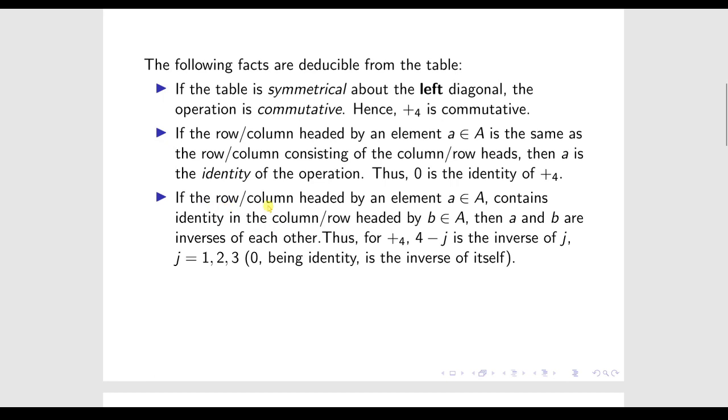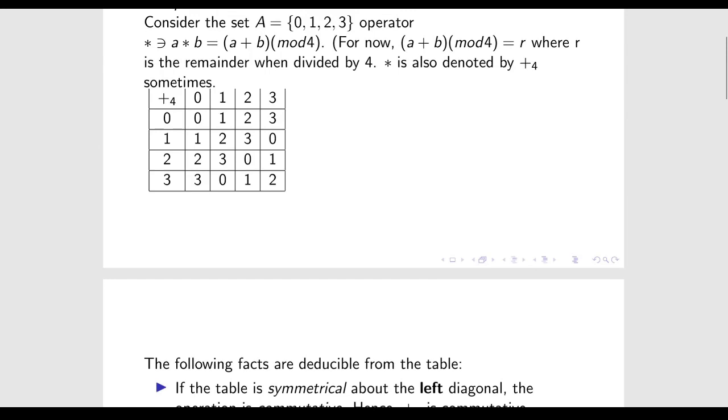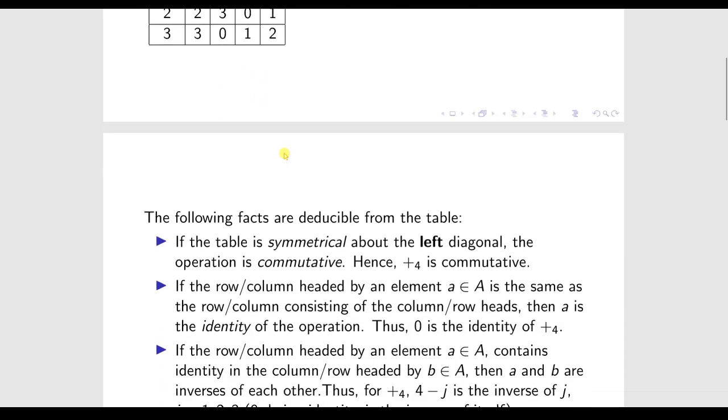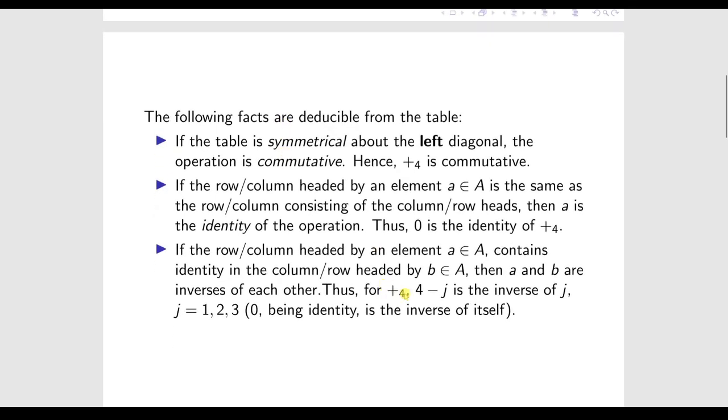Another fact: if the row or column headed by an element a in A contains the identity in the column or row headed by b in A, then a and b are inverses of each other. For example, here we take 1, we get the identity in the column headed by 3. We take the column headed by 1, we get the identity in the row headed by 3. Hence, 1 and 3 are inverses of each other. Similarly for other elements of A. Thus for plus 4, 4 minus j is the inverse of j for j equal to 1, 2, 3, and 0, being the identity, is the inverse of itself.